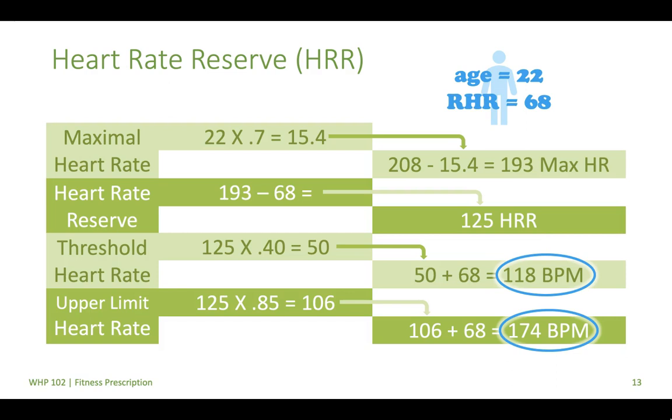If you wanted to stay in your moderate intensity zone, you would need to calculate a moderate upper limit by multiplying your heart rate reserve by 0.59 for 59%.